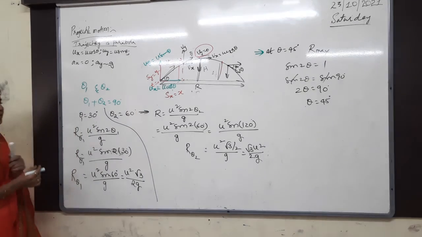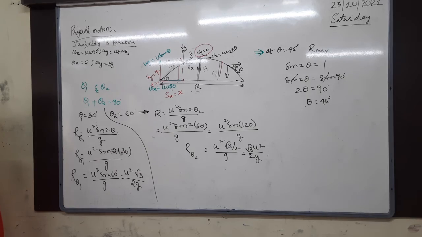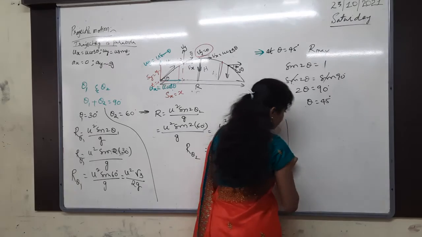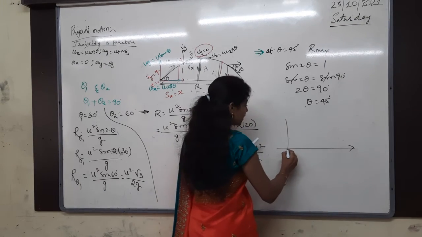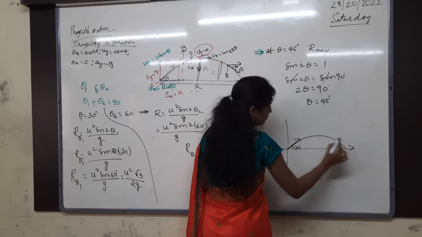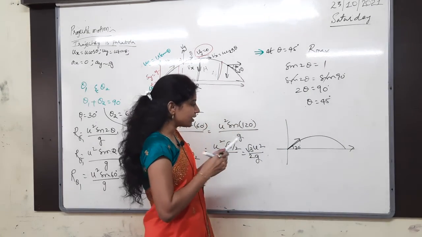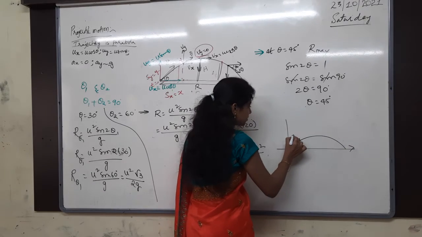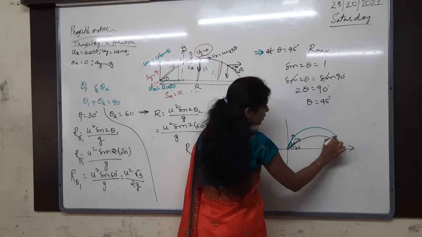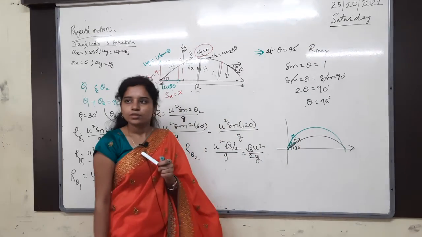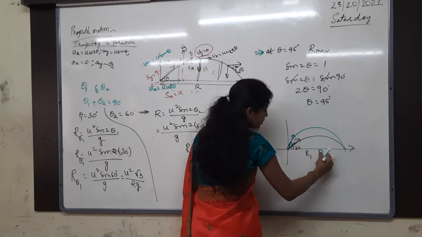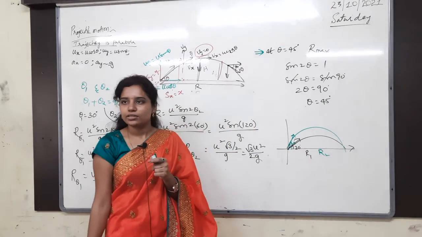If both are complementary, then what happens? The ranges become equal. If I show you diagrammatically, first one I am throwing at theta equal to 30 degrees. Then it will go and fall like this. And the second one I am throwing at theta equal to 60, a little bit upwards, and it goes and reaches again here only. Both will have the same range. One is R1, another is R2, R theta 1 and R theta 2.